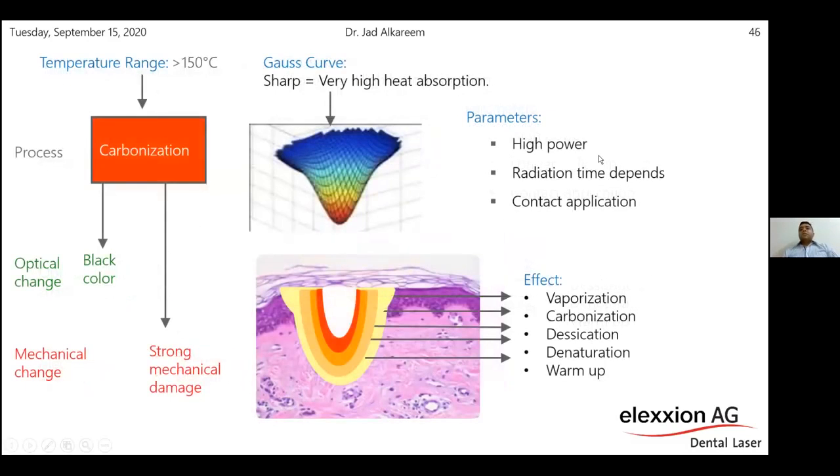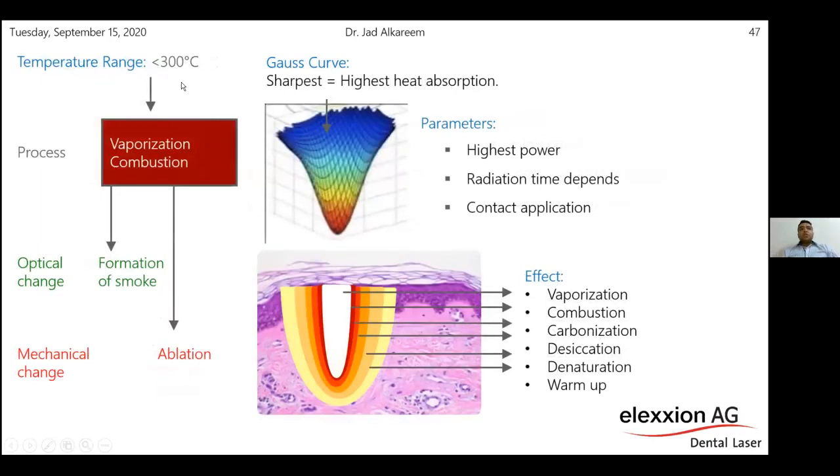In this slide, the power was increased more and more. The radiation time also is, I can say, a long radiation time. We have a contact application, so the laser beam is in contact with the tissue. You can see that the temperature has reached up to 150 Celsius. You have carbonization, you have the smoke, you have a black color. In this kind of treatment, of course, the prognosis is not going to be very good because you will cause serious damage to the tissue.